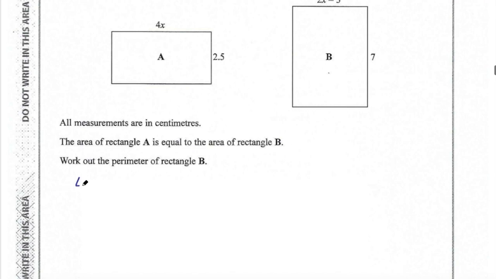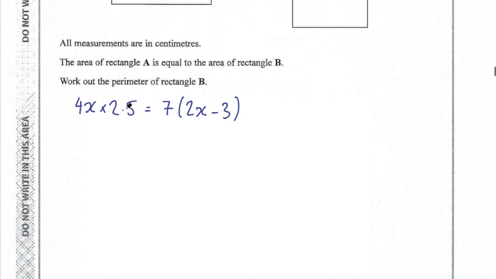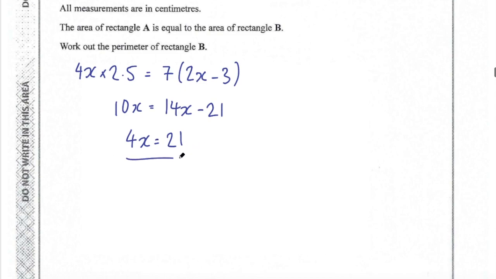So we can say that 4x times 2.5 equals 7 times 2x minus 3. And we can use that to go ahead and solve for x. So 2.5 times 4, that's 10. So on the left we have 10x, and if we expand these out we get 14x minus 21. And what I would do here is to add that 21 to the left and minus that 10x from the right hand side. So what we end up with is 4x equal to 21. And I'm going to leave that there for now.